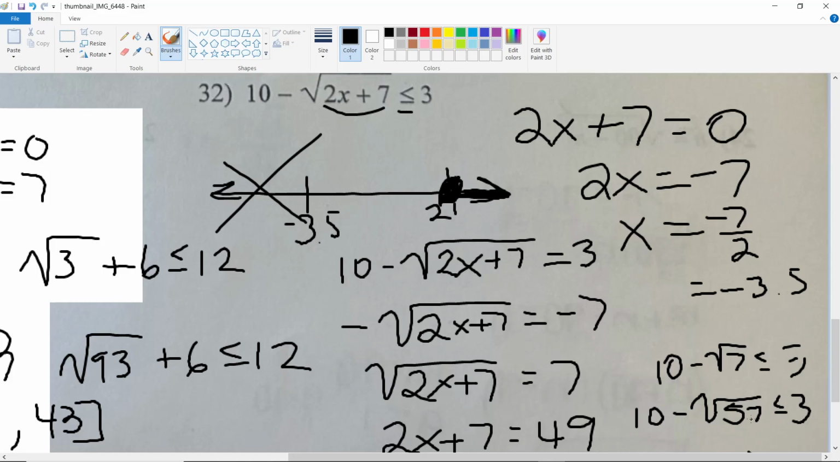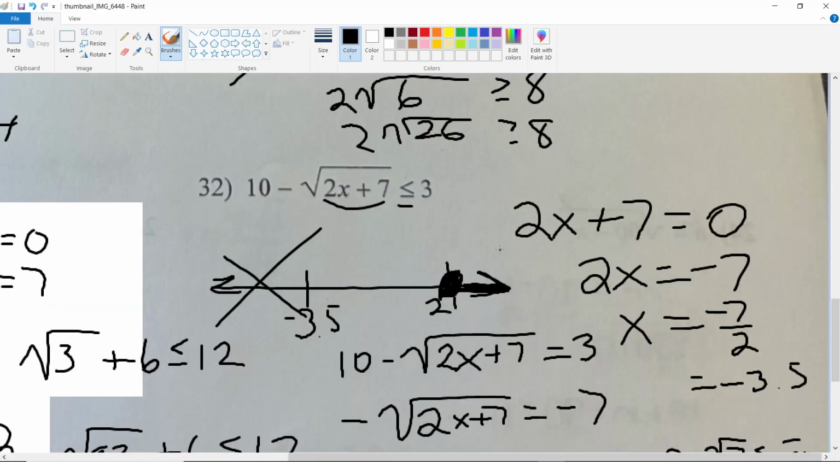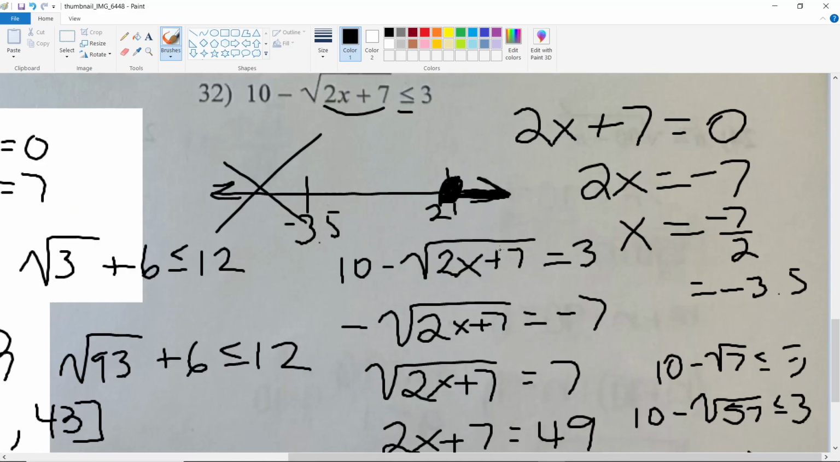If it's less than or equal or greater than or equal originally, then that test number is going to be included in the answer choice. If it was less than or greater than, it's going to be an open circle on that test number. Check each side of it and see which one works. And that's it. That is how to solve radical inequalities using a number line and interval notation.